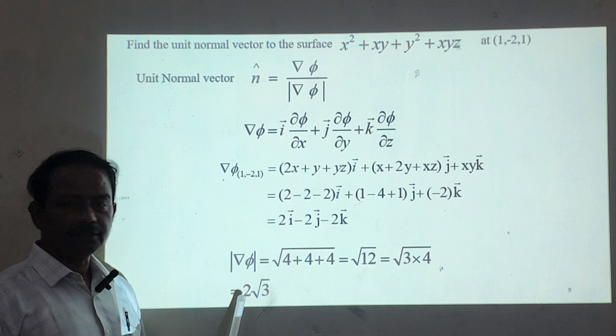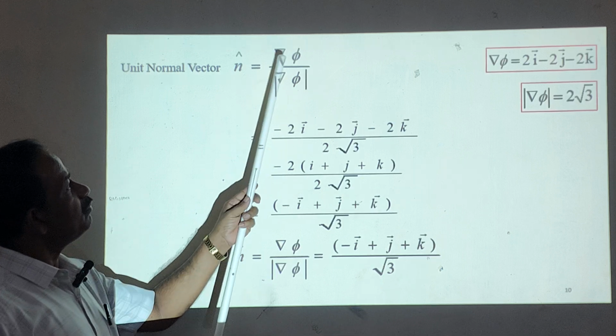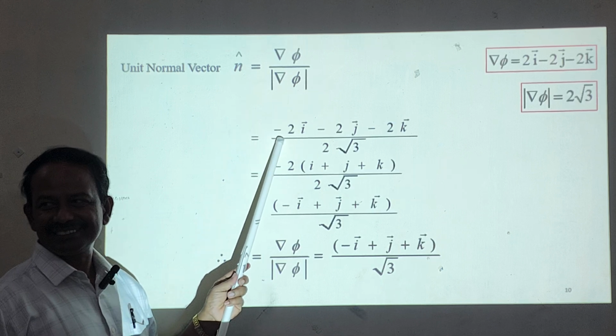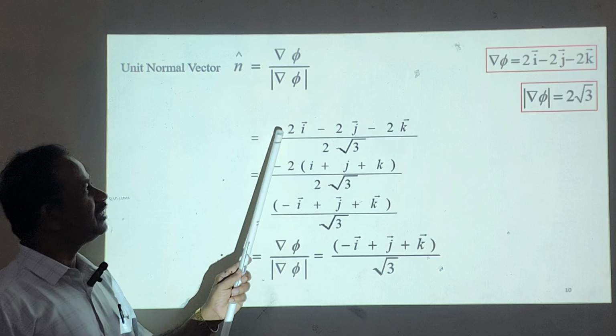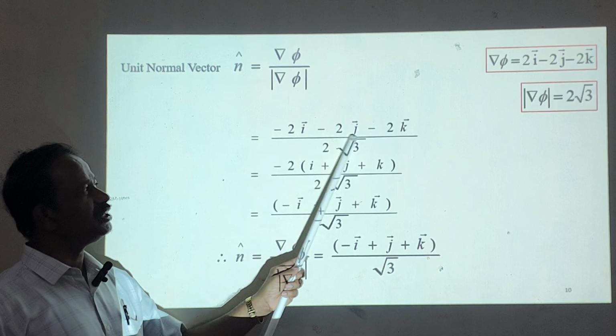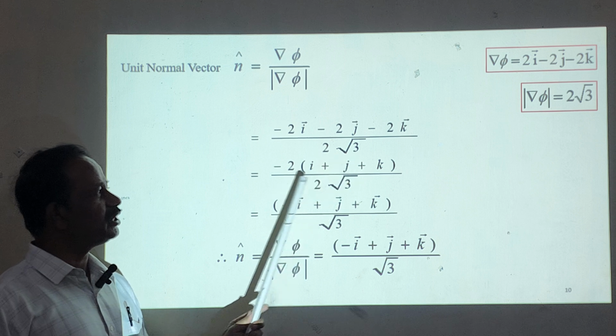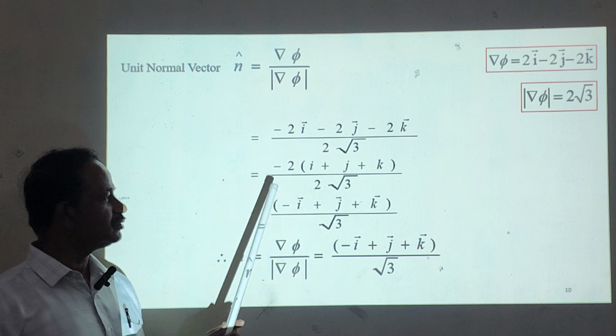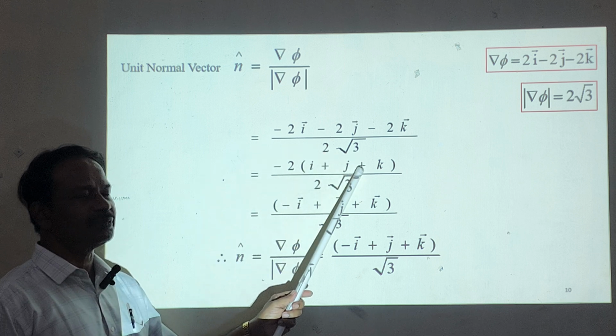Now this can be written as 2 root 3. So your del phi by del phi, it's correct here. Here it is wrong, here it is correct. So minus 2i minus 2j minus 2k divided by 2 root 3. Just pull minus 2 out. So that will give you minus 2 times i plus j plus k.